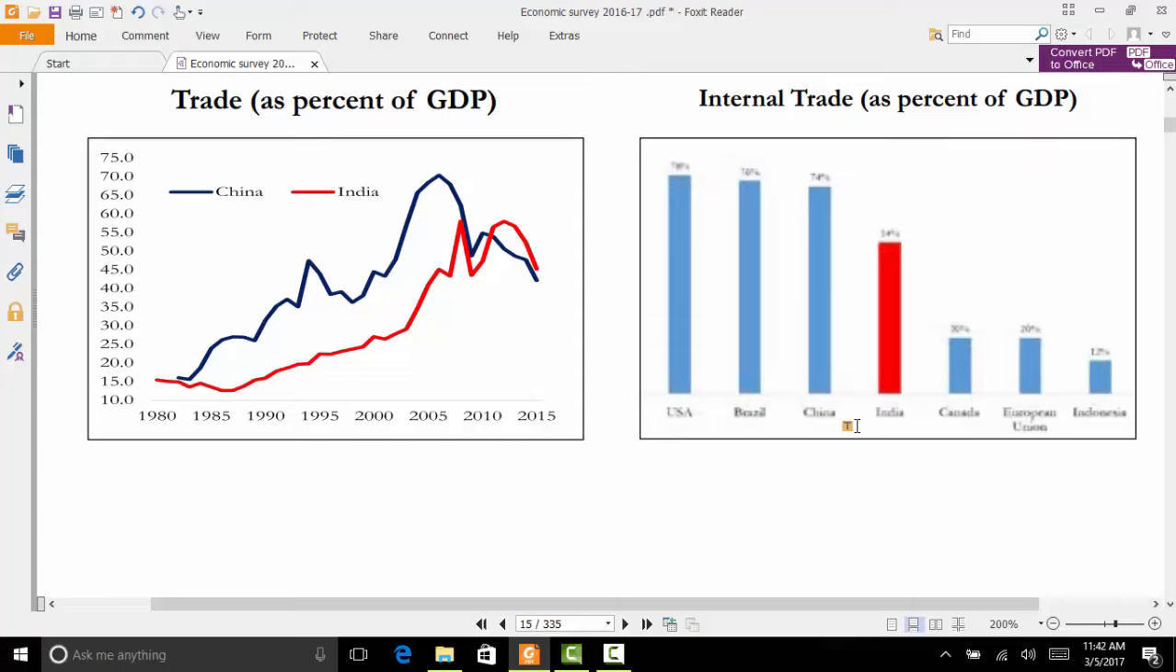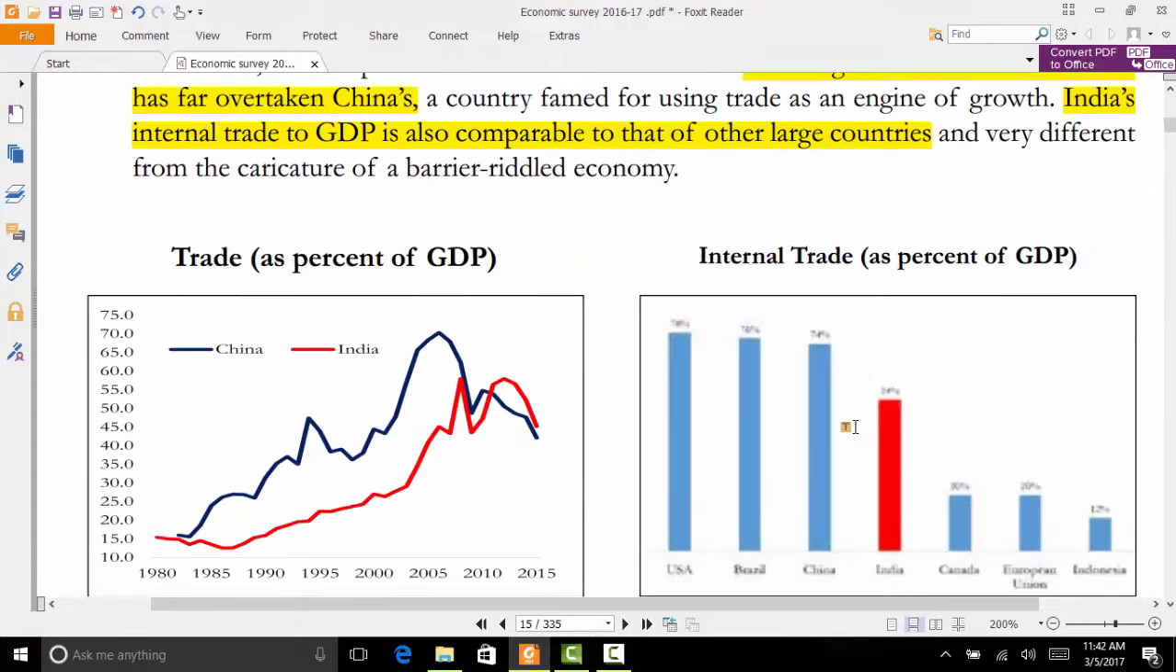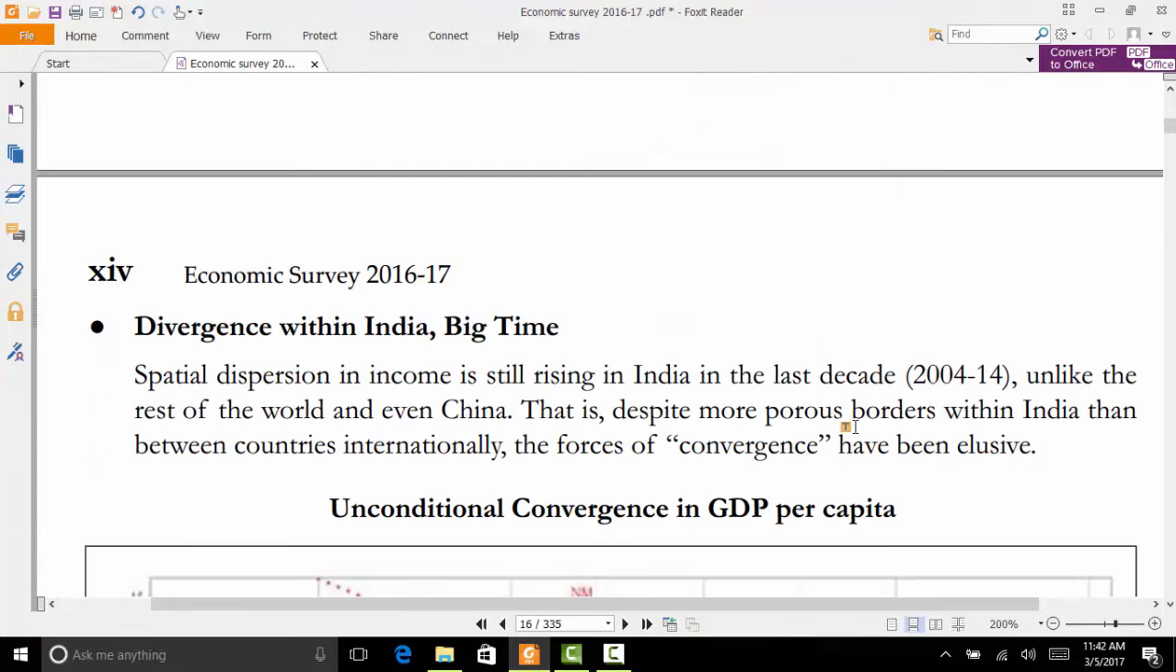So, what is this spatial dispersion in income? Spatial dispersion means across the space, across the region, the difference in the income. So it says that despite more porous borders within India than between countries internationally, the force of convergence has been elusive. Means you still find inequitable development more than equitable. They have explained it later.